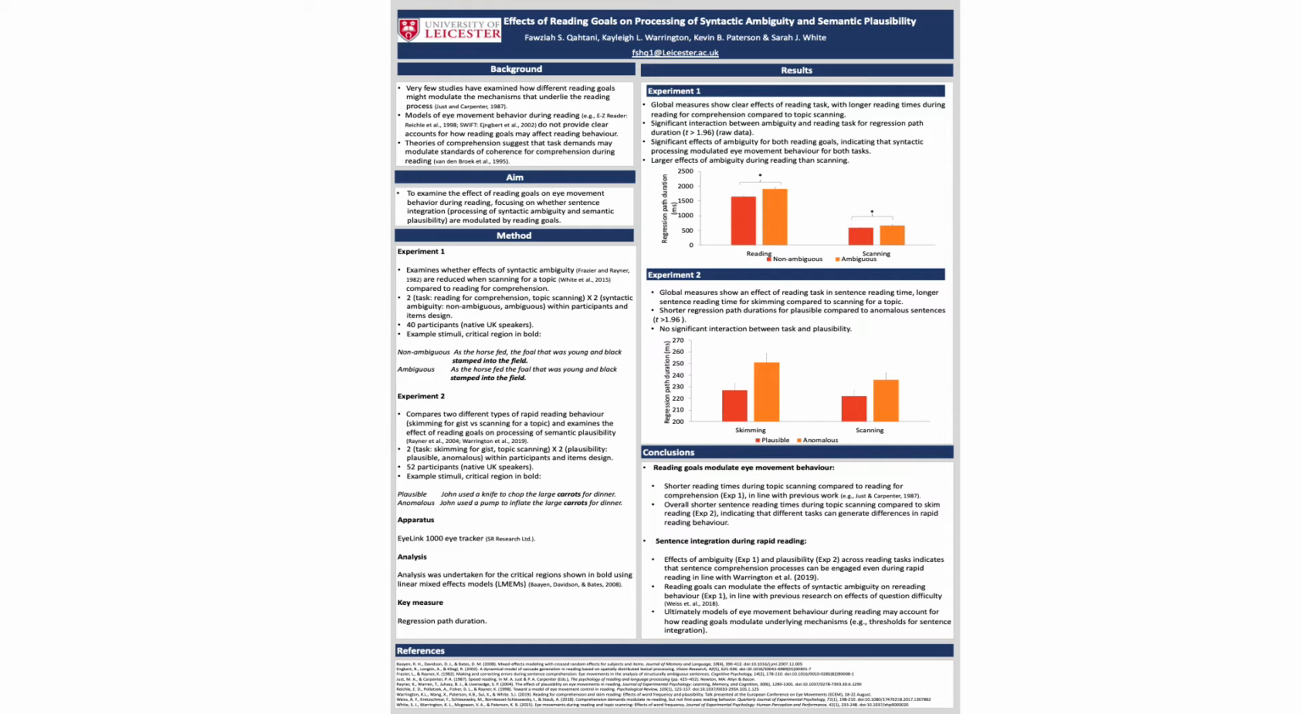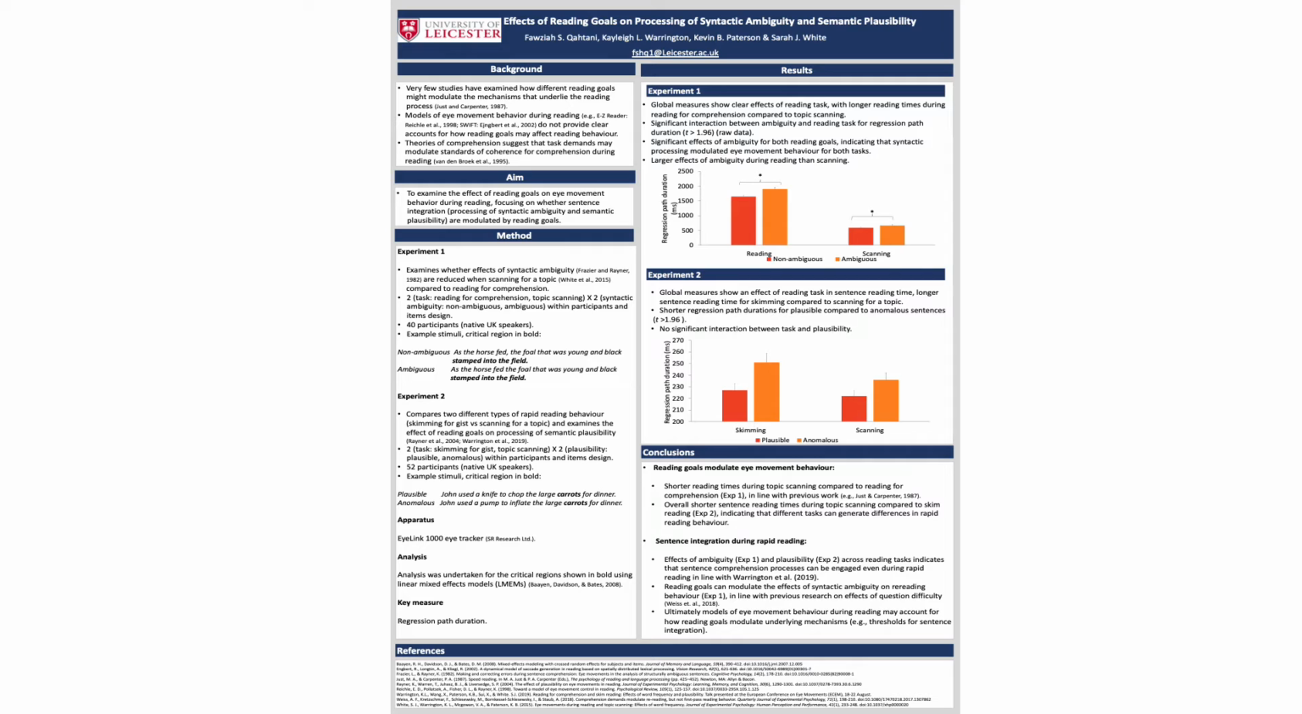Experiment 2 also examined semantic integration during skimming and scanning with the manipulation of semantic plausibility. Given that processing of syntactic ambiguity and semantic plausibility are likely to involve reanalysis, the measure of regression path duration is most appropriate for capturing such effects.